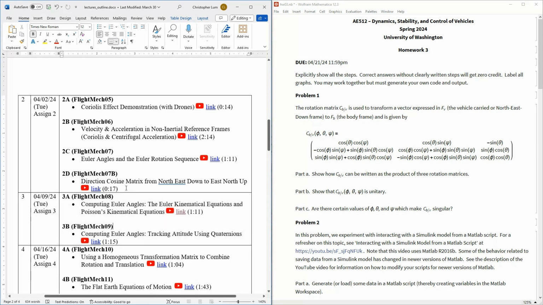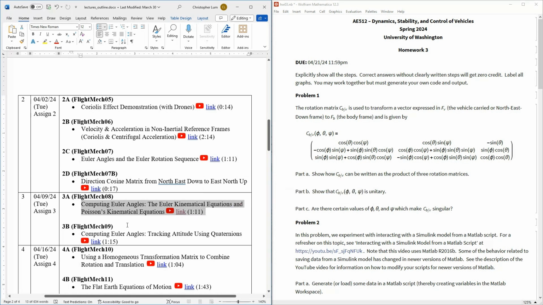Just to refresh your memory, remember last week we started talking about this Euler angle and Euler rotation sequence, and basically getting us a rotation matrix going from the east north up frame to the body frame. So we are now going to want to extend that idea to look at how do we actually compute those Euler angles if we are given things like potentially rate gyro measurements. So that's this first video right here.